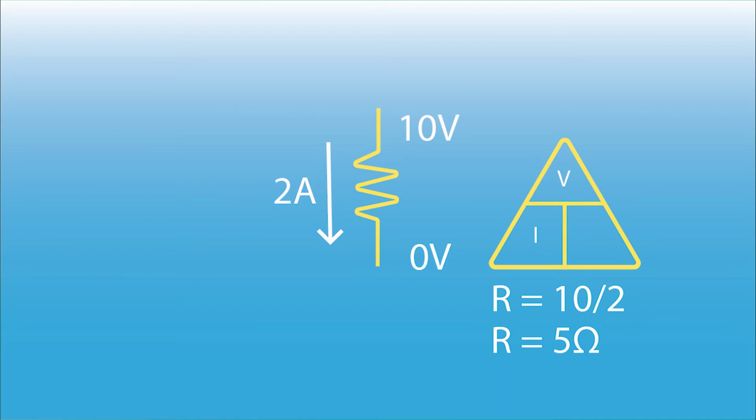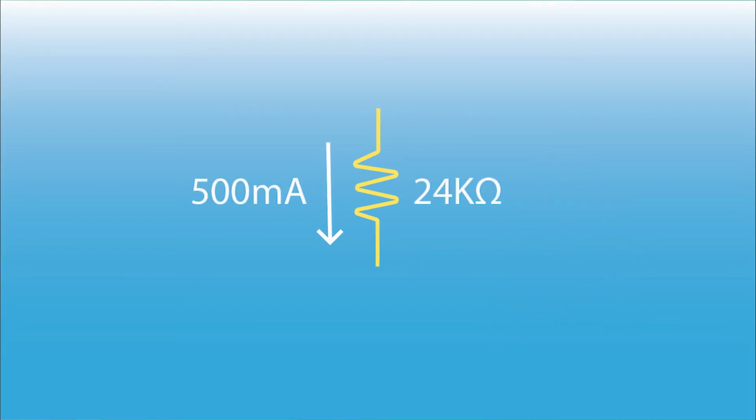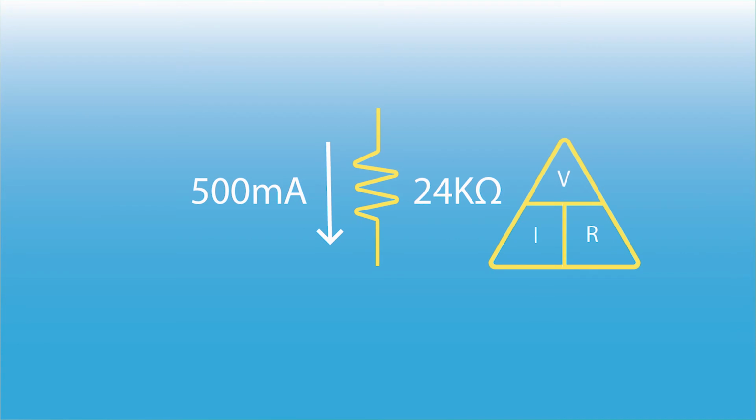Let's step it up a notch with another example. This time, let's have a 500 milliamp current flow through a resistor with a resistance of 24 kiloohms, and we need to find the voltage across the resistor. It's time to get started. Let's start with our favorite triangle. This time, we are looking for voltage, so let's cover up the V. This leaves us with the I times R.